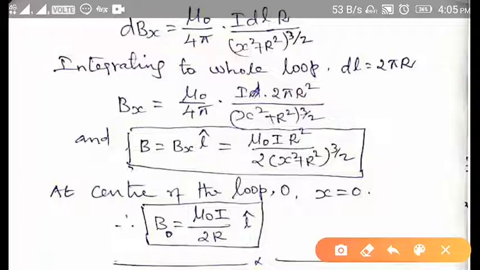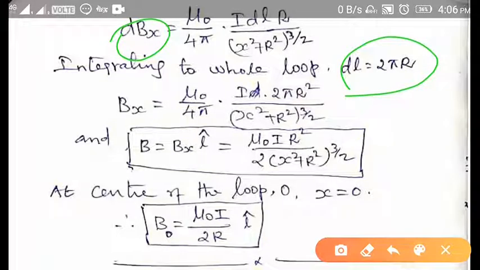So integrating this dBx, this is due to the small current element dl. Integrating over the whole loop, the total length of the loop, dl, will be 2 pi r. Substituting dl as 2 pi r in the above equation, we get mu naught by 4 pi, I, and in place of dl we substitute 2 pi r, so 2 pi r squared in total. The remaining denominator stays the same. So this is the Bx. There is no y component, as the perpendicular components cancel, so the resultant will be only along the x axis.